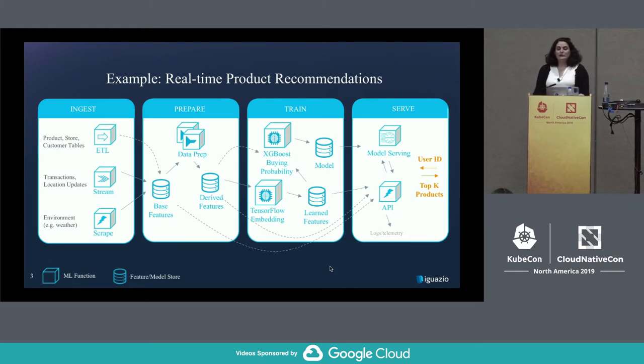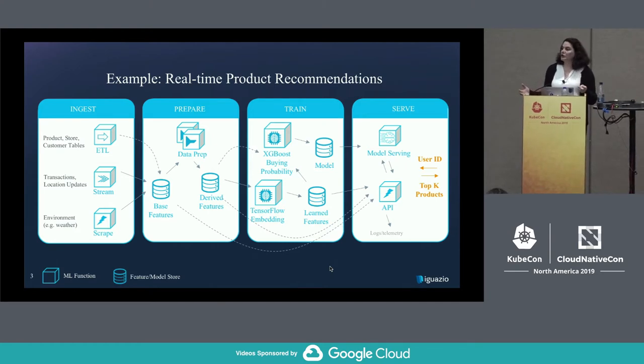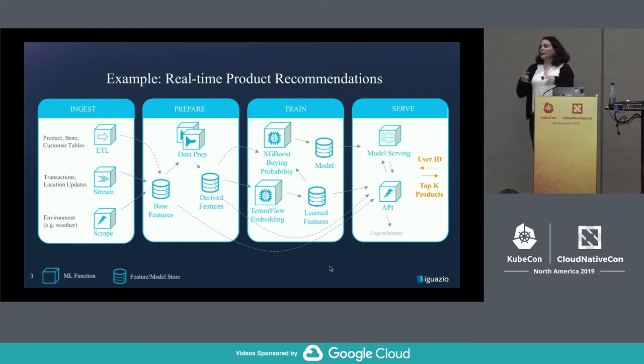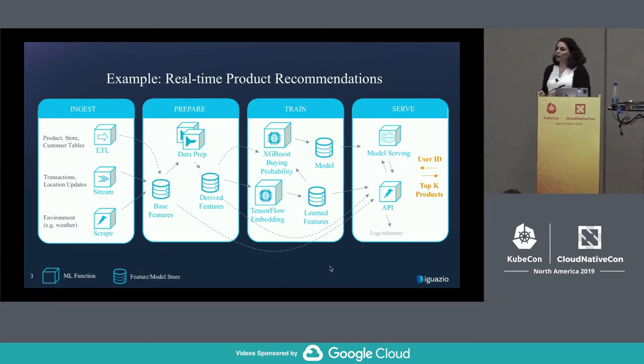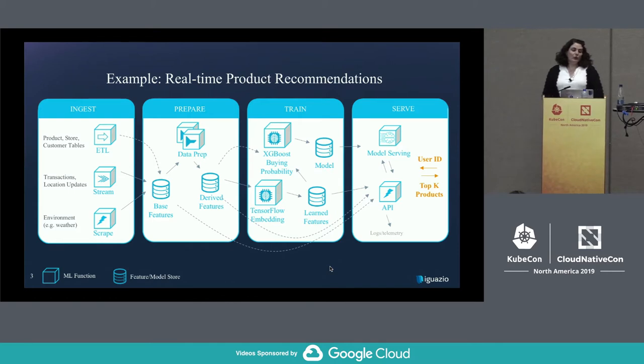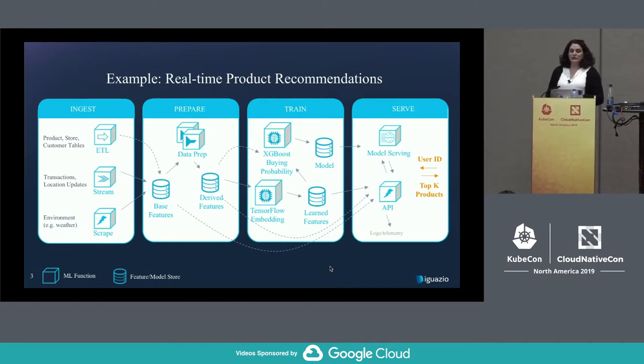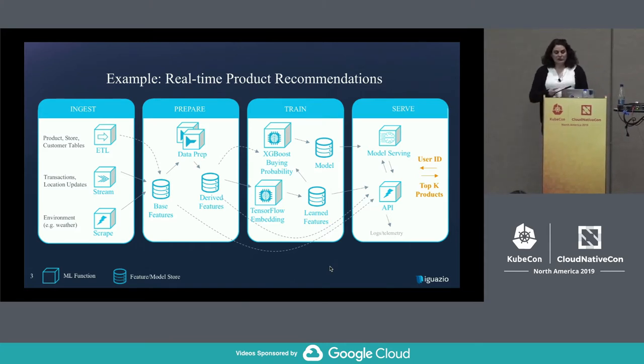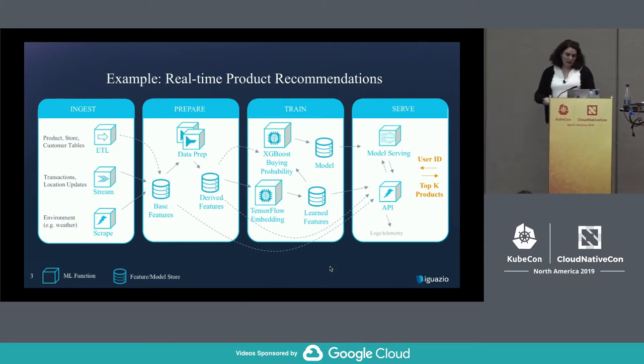So let's take a look at a very simple example of a machine learning pipeline. This example is about a customer recommendation based on location. Like if I'm in the mall and I'm usually buying that and that product, what would you recommend me to buy now? So there is the ingestion part. There are tons of transactions coming in, ingested, by all the different customers swiping their Visa. There is the location where the customer is currently located.